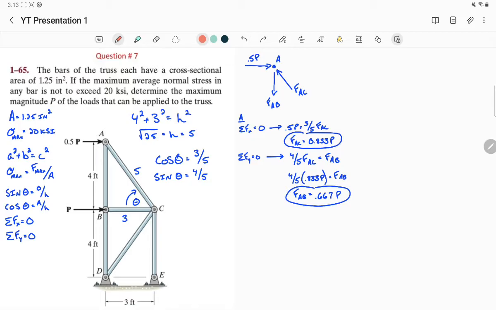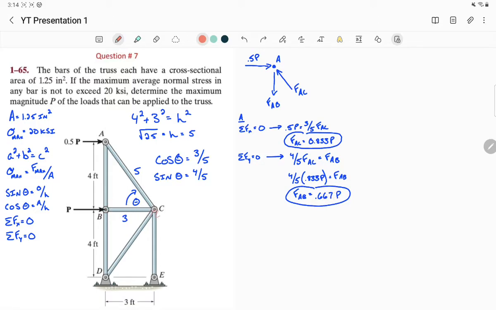One thing to notice here is that we have 0.5P coming in from this direction, and this is going to be cosine of FAC coming in from this direction. However, we already know that anywhere we see cosine, we can plug in 3/5. So this becomes our equation. Solving for our force in terms of P, we get that FAC is going to be equal to 0.833P. Same thing, sum of the forces in the y equals 0. We find that FAB is going to be equal to 0.667P.